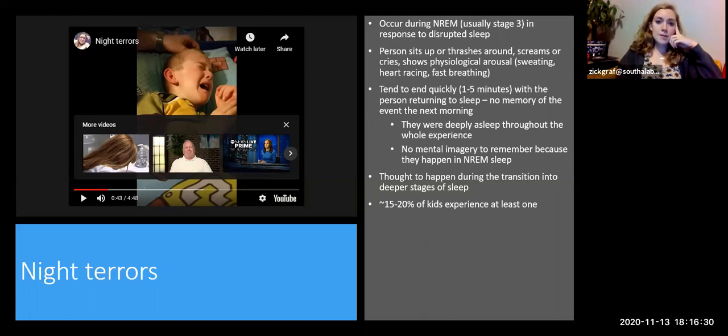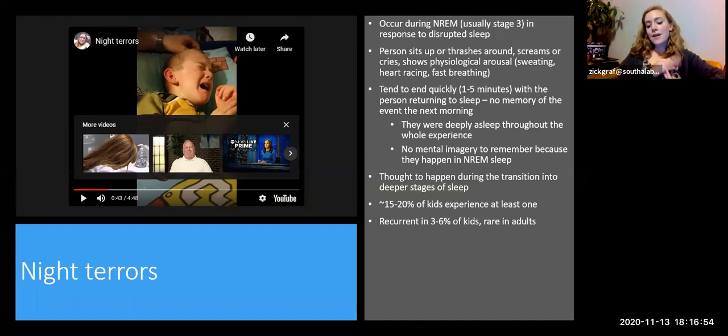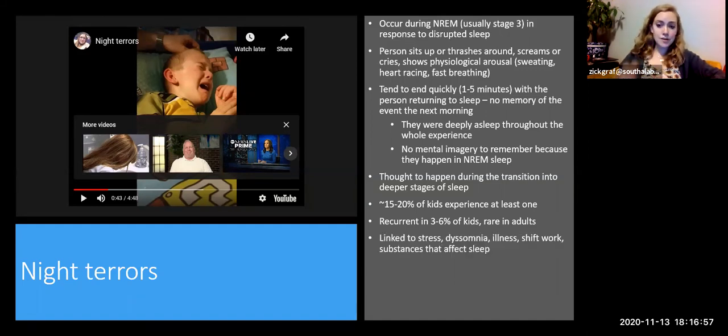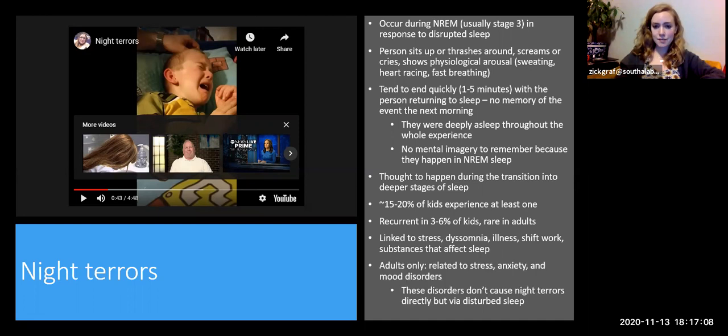It's pretty common. Up to 20% of kids will have this experience at least once in their lives. Often, if it's an isolated thing, it happens when the kid is sick, like they have a fever or they're coughing and their sleep is disrupted, or they just had a really late night the night before. Usually it's caused by some kind of disruption in their sleep when it's a one-time event. But for some kids, it's recurrent and not necessarily caused by sleep disruptions. It's very rare for night terrors to happen in adults, but when they do, they tend to be linked to stress, dysomnias, illnesses, shift work, or taking substances that affect sleep and mess with that transition from stage 2 to stage 3 sleep.